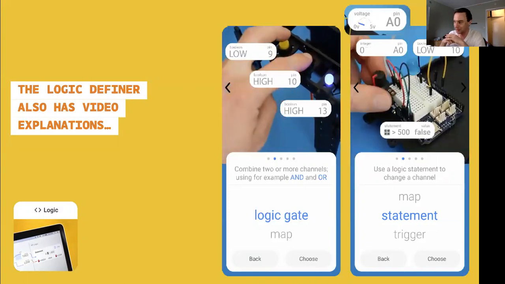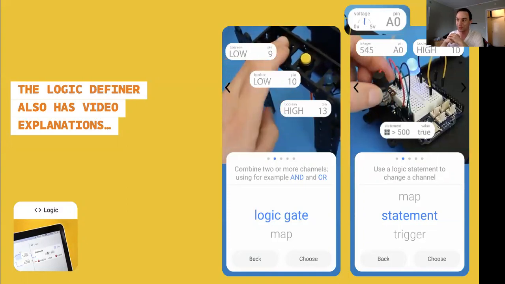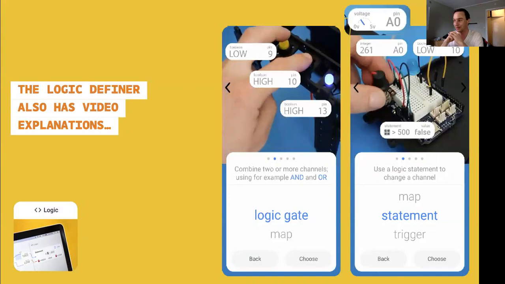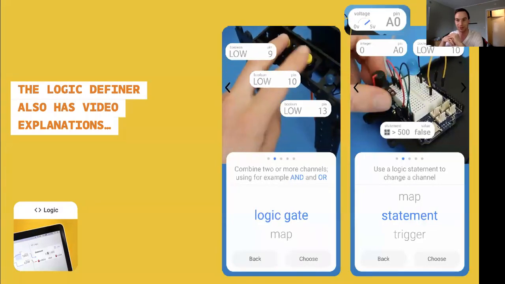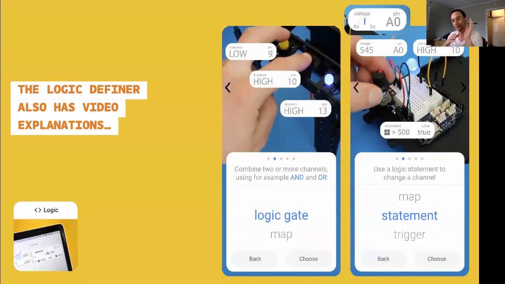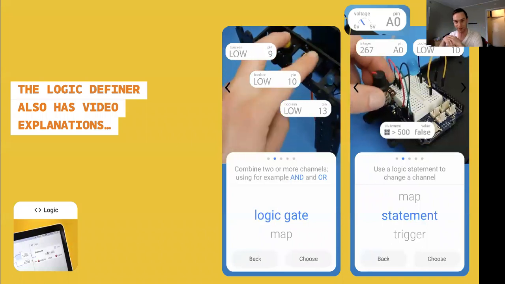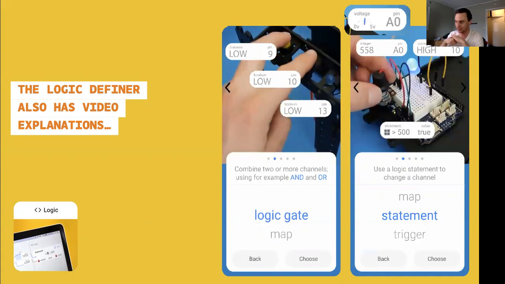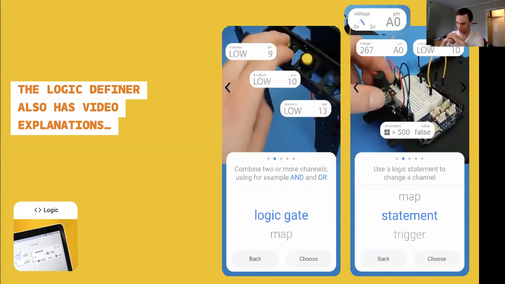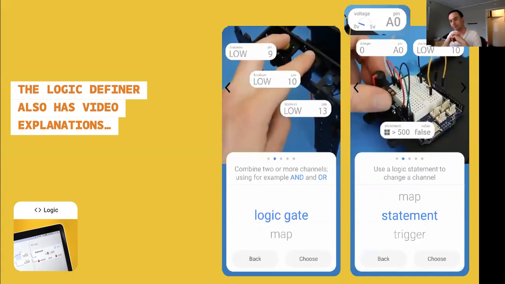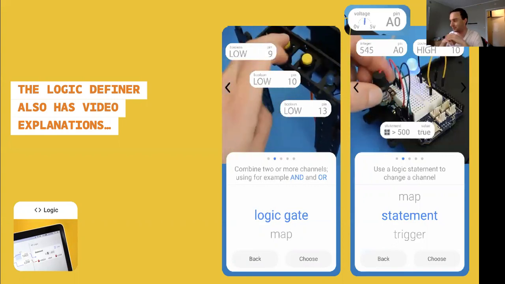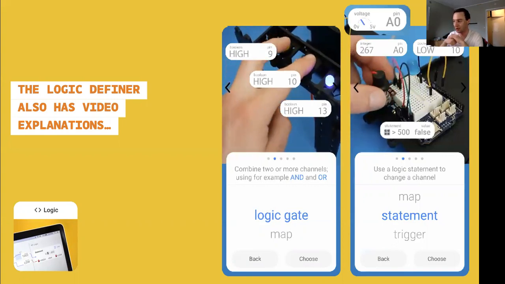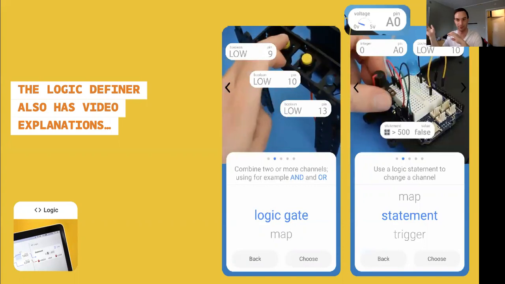So on the left side, you see the logic gate. So this is an OR gate. So when you press one value, the LED will go on, but also when you press them both. So if the one button is pressed or the other button is pressed, the LED will go on. On the right side, you see a statement. So it's like a mathematical description of making a statement. So if this value is higher than 500, then the LED will go on.